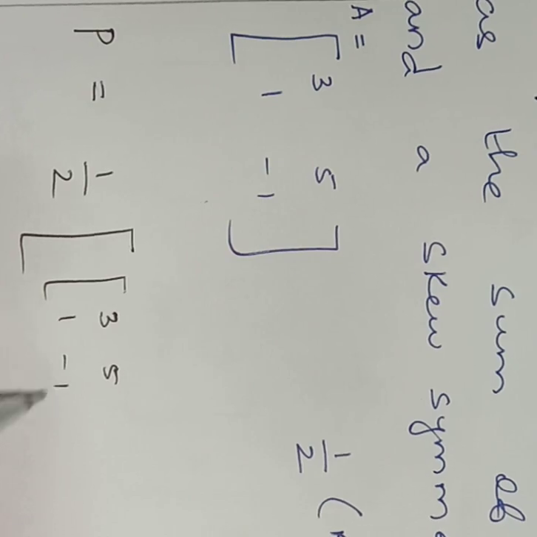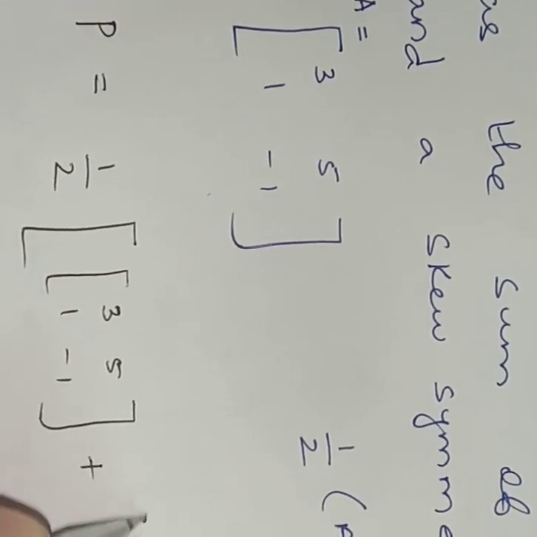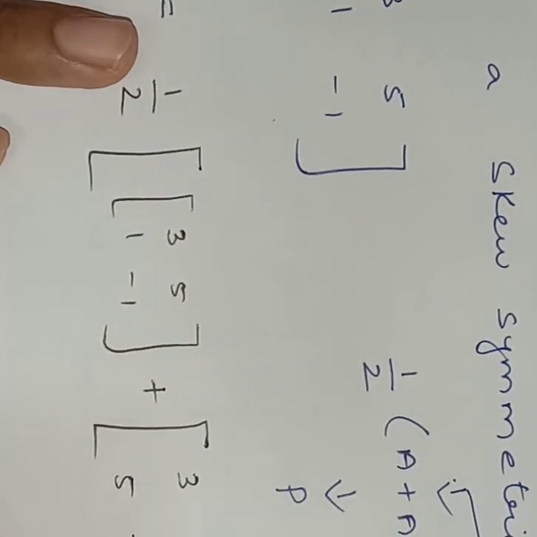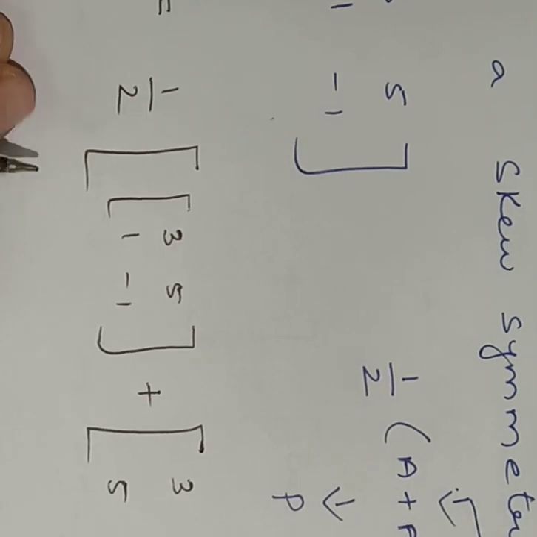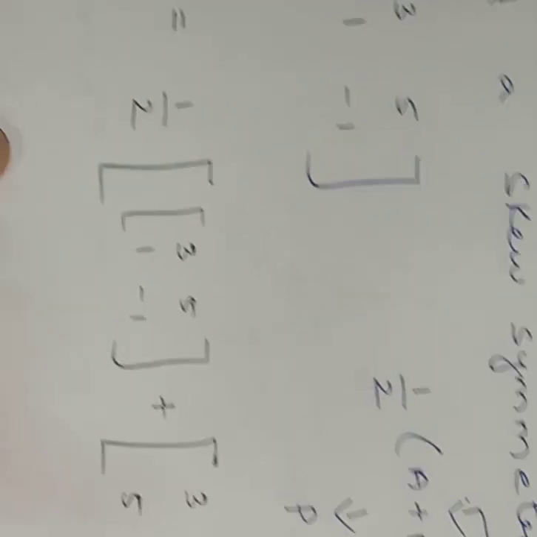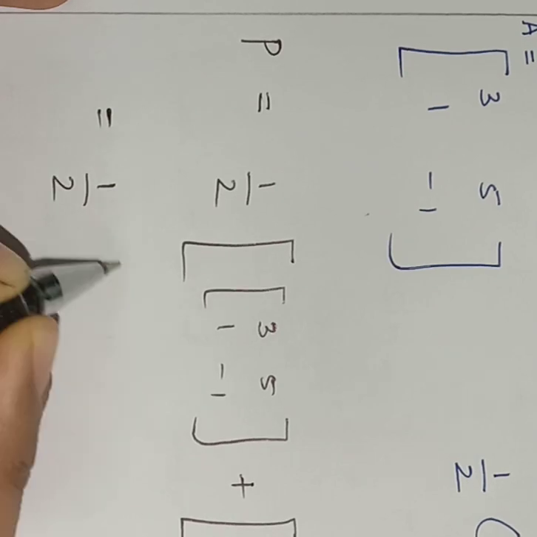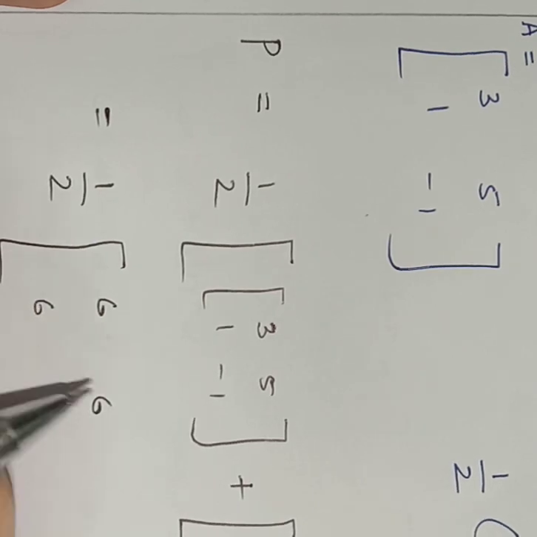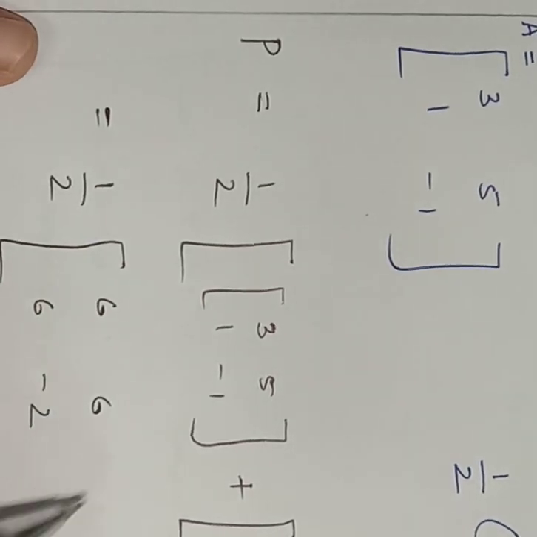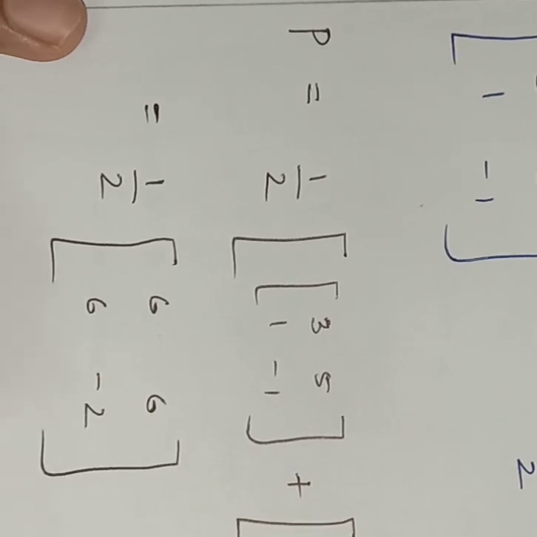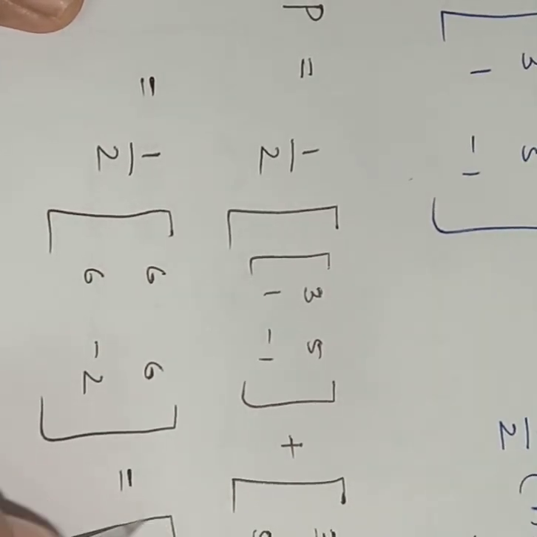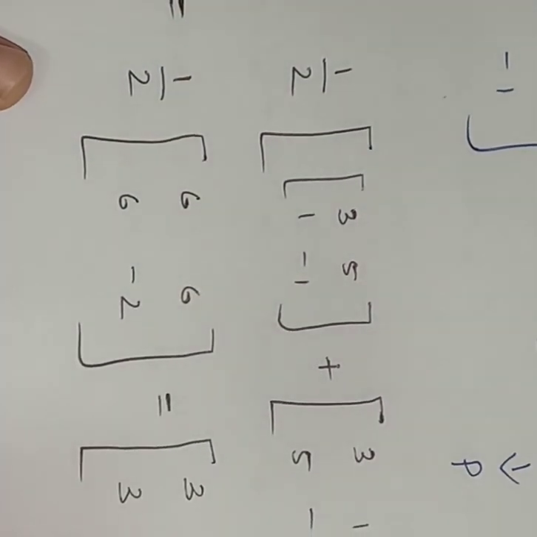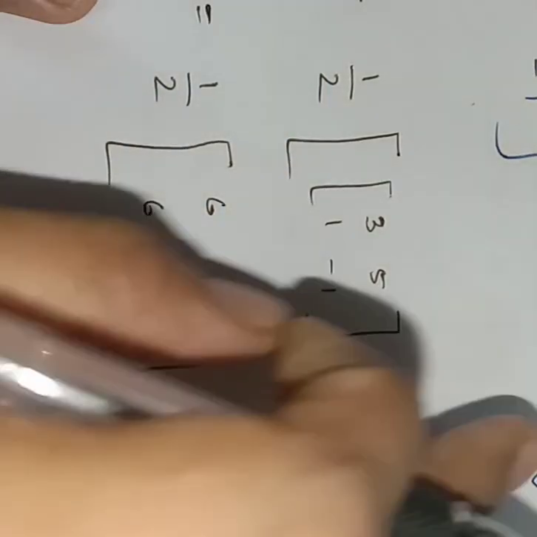3, 5, 1, minus 1, plus A dash. A dash is the transpose of this matrix, right? So 3, 5, 1, minus 1. This is your half A plus A dash. So half, 3 plus 3 is 6, 5 plus 1 is 6, 1 plus 5 is 6, minus 1 plus minus 1 is minus 2, right? This is your P value. If you want, you can divide this 2 inside, so it will go for all the terms: 3, 3, 3 and minus 1.